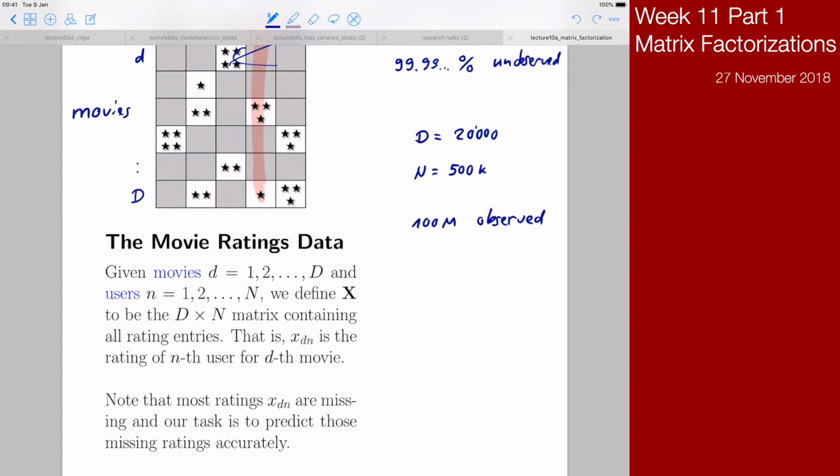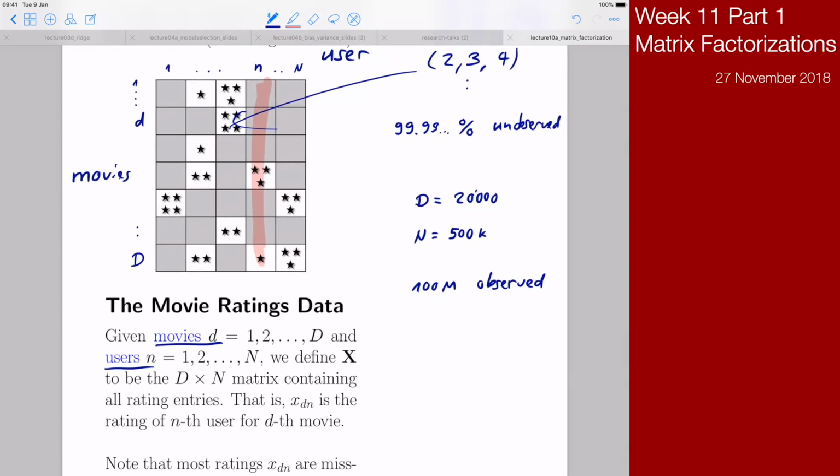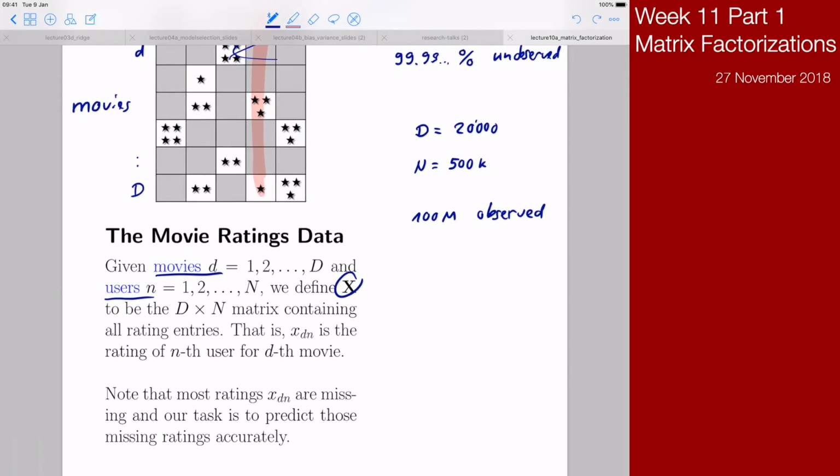So yeah, just the notation is movies are rows, indexed by d, and users are n, which are the columns of our matrix. So X is this matrix now, but keep in mind that X is kind of an incomplete matrix. It doesn't mean that it's 0 here, right? It means really we don't have an entry there. It's unobserved. But that's our input, and our task is to predict the missing ratings.